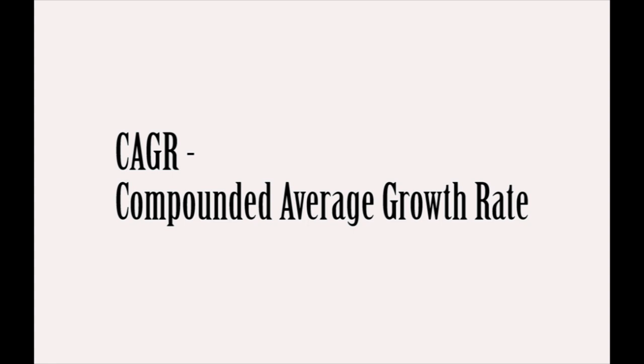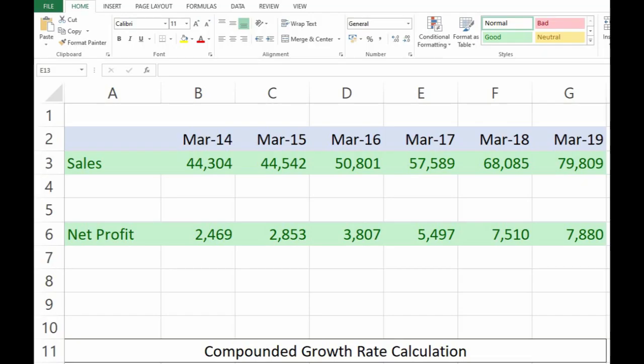Let's understand the CAGR growth rate and how it is to be calculated. In this video, I have the data of Maruti Suzuki from 2014 till 2019. I also have data of net profit as well as sales. So let us use Excel to calculate the growth rate over a period of 5 years and 3 years.